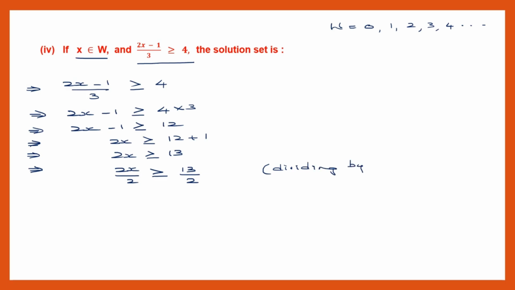Dividing by 2 on both sides. So this you have to keep doing it. You have to remember to do this on both sides. So now we can cancel. I can cancel the 2. Now here I can't cancel.